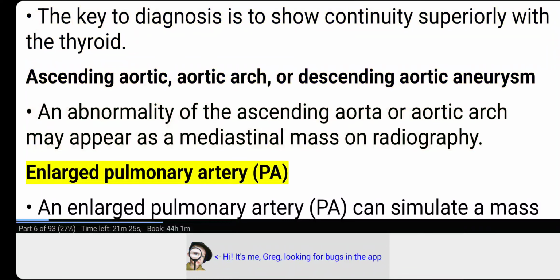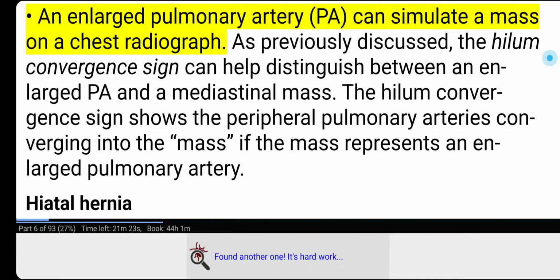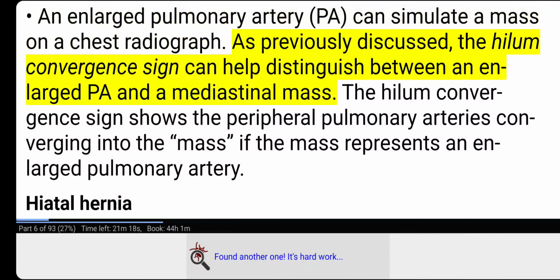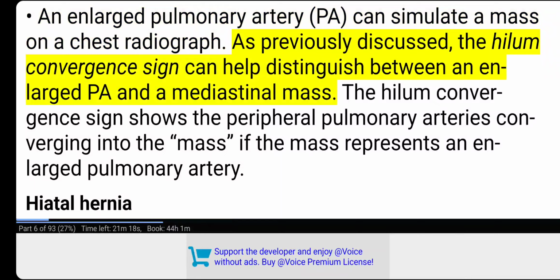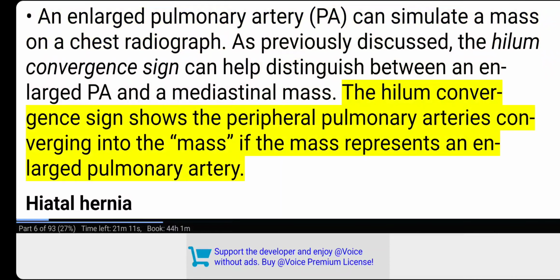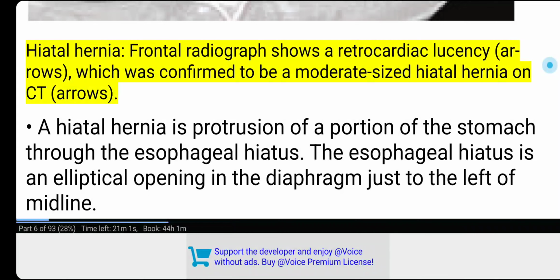Enlarged pulmonary artery, PA. An enlarged pulmonary artery can simulate a mass on a chest radiograph. As previously discussed, the hilum convergence sign can help distinguish between an enlarged PA and a mediastinal mass. The hilum convergence sign shows the peripheral pulmonary arteries converging into the mass, if the mass represents an enlarged pulmonary artery.